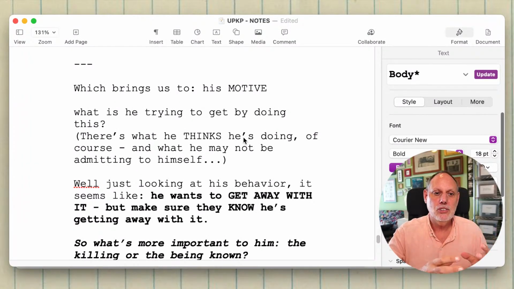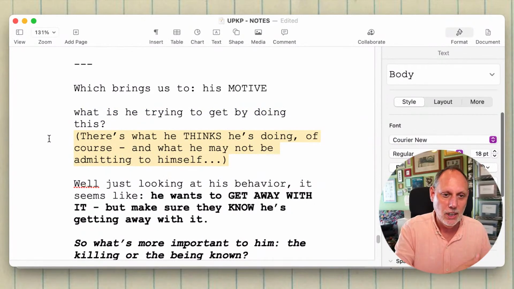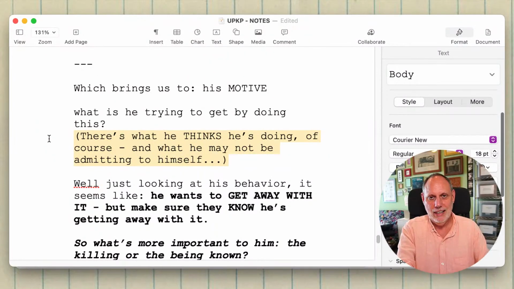Okay, that gets us to the motive. Why does he do this? What is he trying to get by doing this? And of course, the other thing is, especially with murderers, but with most of us, there's the thing we think we're doing, and there's the thing that anyone looking at us from outside thinks we're doing. And those are not always the same thing.